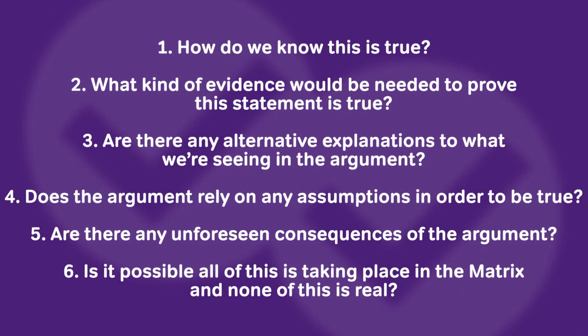For each statement or piece of information in the argument, you might want to ask one or more of the following questions. How do we know this is true? What kind of evidence would be needed to prove this statement is true? Are there any alternative explanations to what we're seeing in the argument? Does the argument rely on any assumptions in order to be true? Are there any unforeseen consequences of the argument? Is it possible all of this is taking place in the matrix and none of this is real?